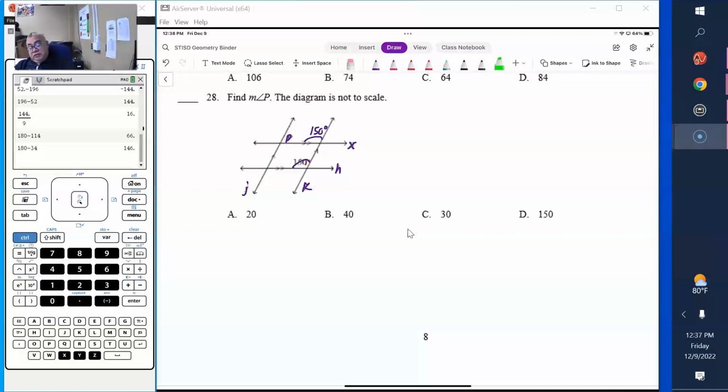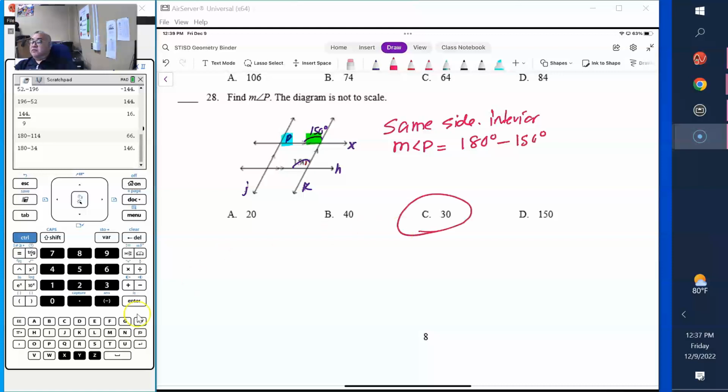150 degrees. This angle and this angle are same side interior angles. And we know that the same side interior angles are supplementary. So to find the measurement of angle P, it's 180 degrees minus 150 degrees, which gives you 30 degrees. So that's the answer.